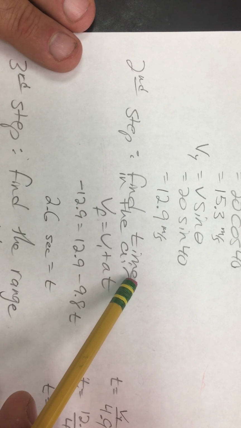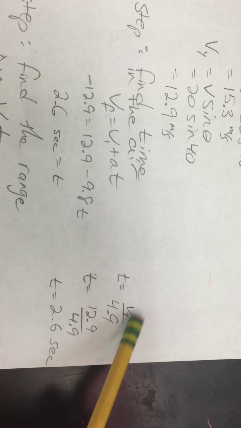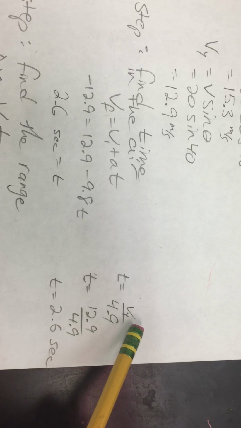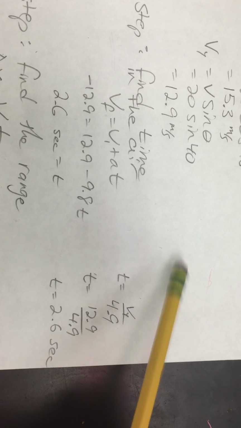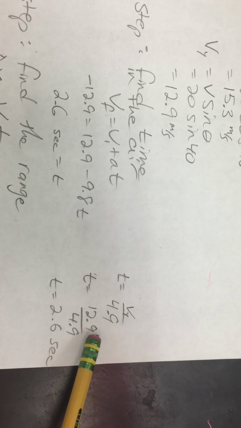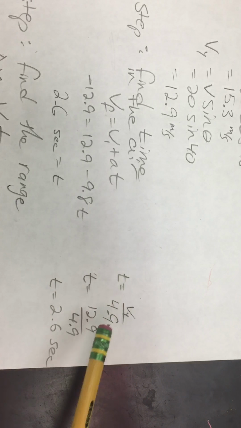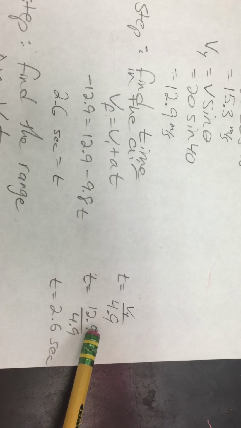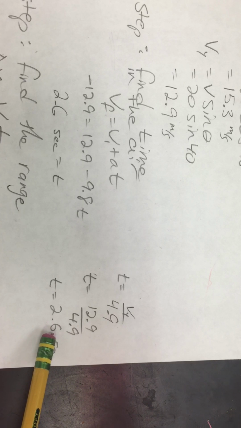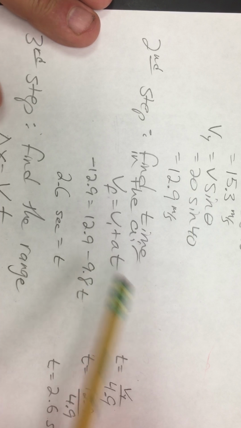Now remember, there's another way of doing the flight time. We have this shortened version, t equals Vy over 4.9. It's the same thing as the other equation, just rearranged. So the Vy is the 12.9 from our sine function. 12.9 divided by 4.9 is 2.6 seconds. The same thing as what we got before.